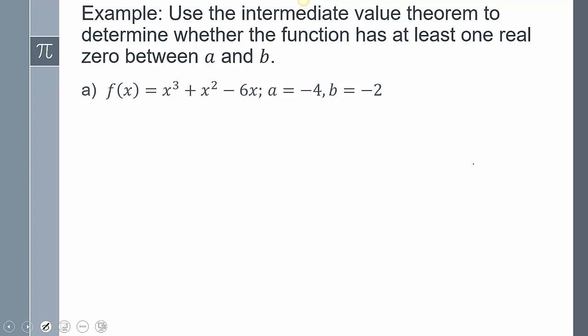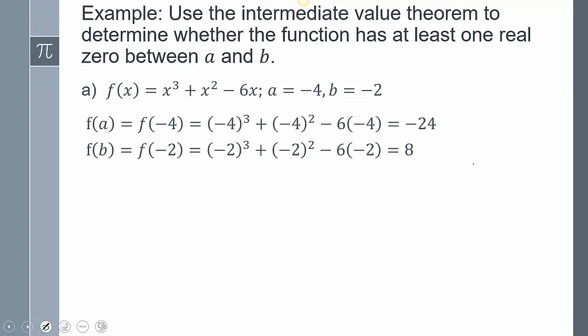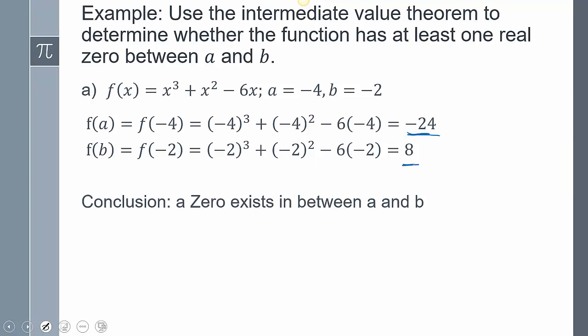So here's a couple of examples. It says use the intermediate value theorem to determine whether the function has at least one real zero between a and b. So we have to evaluate. So I plug in -4 and I plug in -2 and I simplify it. And so I got -24 and 8. Well, since the signs are different, I can conclude that at least one zero exists between a and b. It could be 2, could be 3, but I know at least a zero exists between a and b.